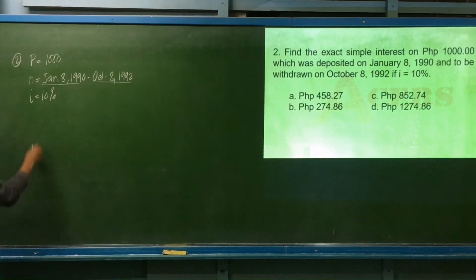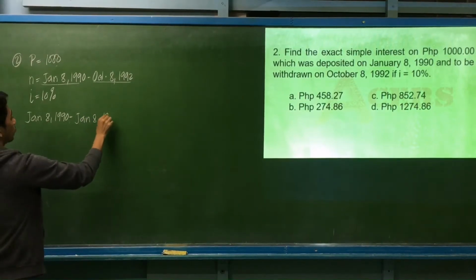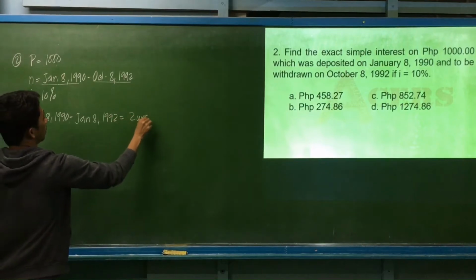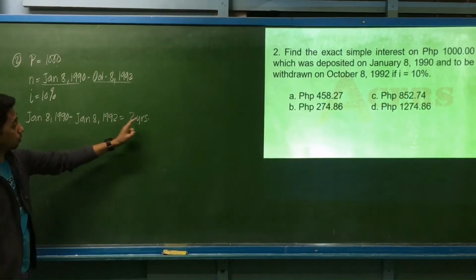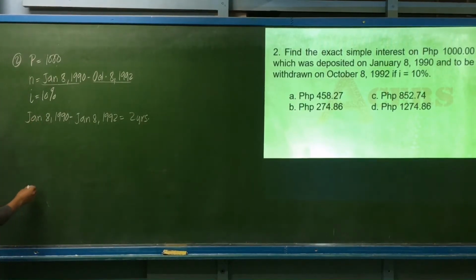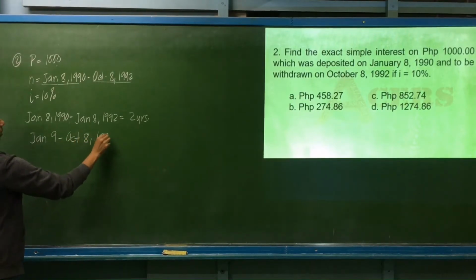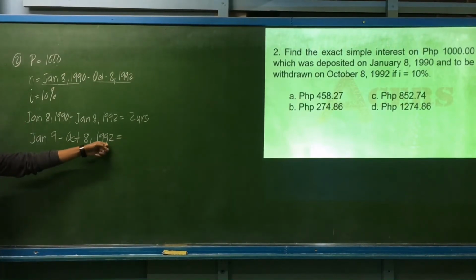You need to determine the number of years. We may consider January 8 of 1990 to January 8 of 1992 to be 2 years. We don't need to count the exact number of days. We may use these dates to have a period of exactly 2 years. All we have to do now is count the number of days from January 9 to October 8 of the same year, which is 1992. So, how many days is January 9 up to October 8 of the same year?